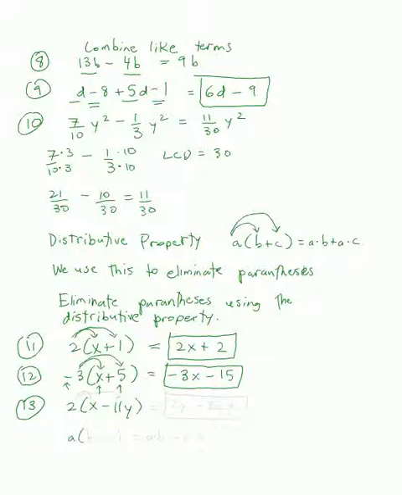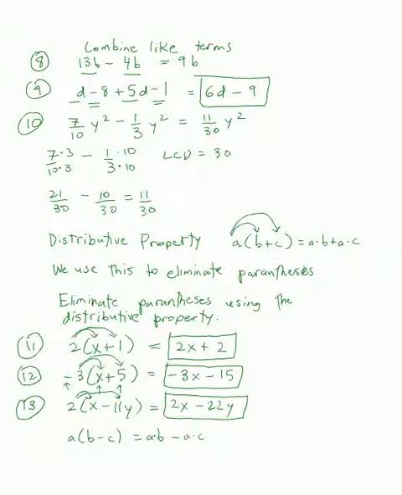What's the rule? Well, a times b minus c is the same as a times b minus a times c. So it's the same exact rule except with subtraction. So 2 times x is 2x, and then 2 times negative 11y is negative 22y.